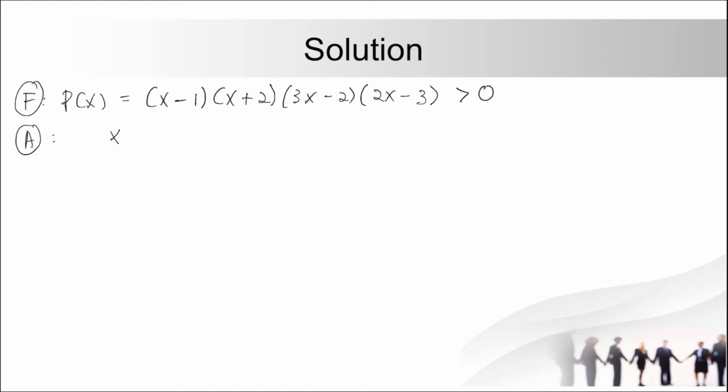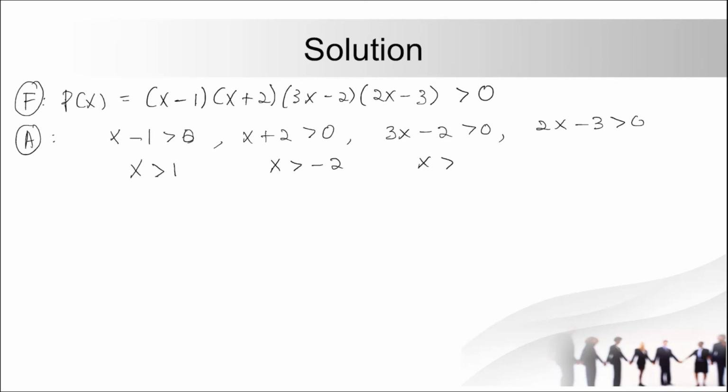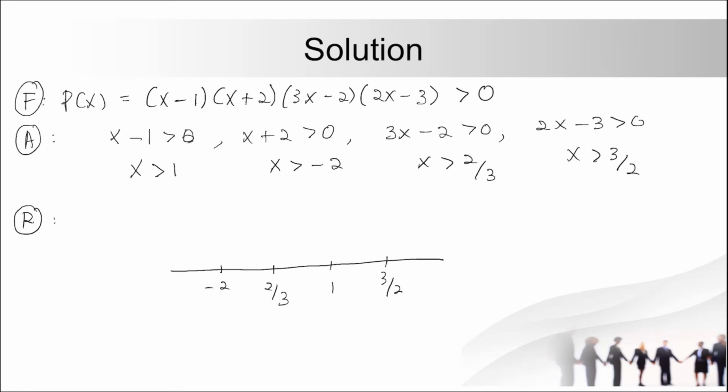So since the symbol is already greater than 0, just let each factor be greater than 0: x minus 1 greater than 0, x plus 2 greater than 0, 3x minus 2 greater than 0, and 2x minus 3 greater than 0. Then you will have x greater than 1, x greater than negative 2, x greater than 2 over 3, and x greater than 3 over 2. So the next step is R, real number line. So we are going to draw a real number line and label it from the lowest value, which is negative 2, followed by 2 over 3, and then 1 and 3 over 2.